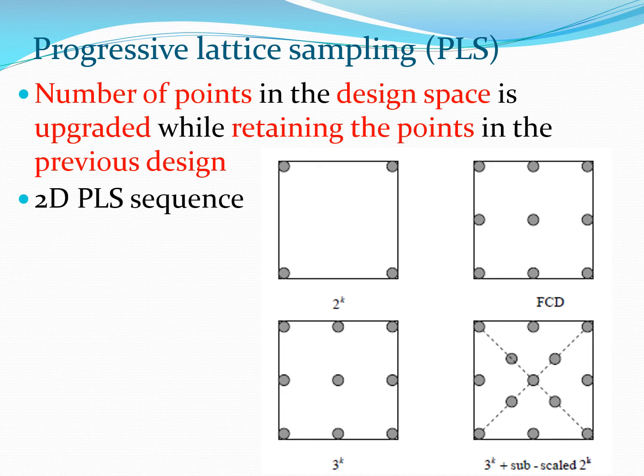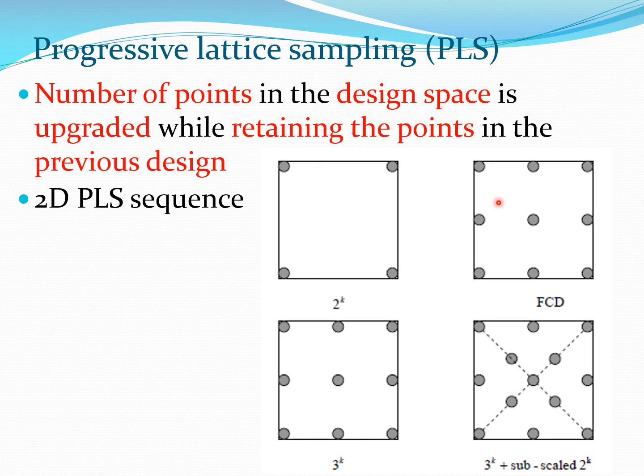Now, instead of doing something like that, a different approach which is probably better is what is known as progressive lattice sampling. And in this, the number of points in the design space are slowly brought up. So you start with a certain design. For example, we could start with a 2K design. So if we start with a 2K design, we would essentially have the 4 factorial points. So now let's say we could go to the FCD design, which is the face-centered design. So here we would have these 4 points here, and you would have a center point.